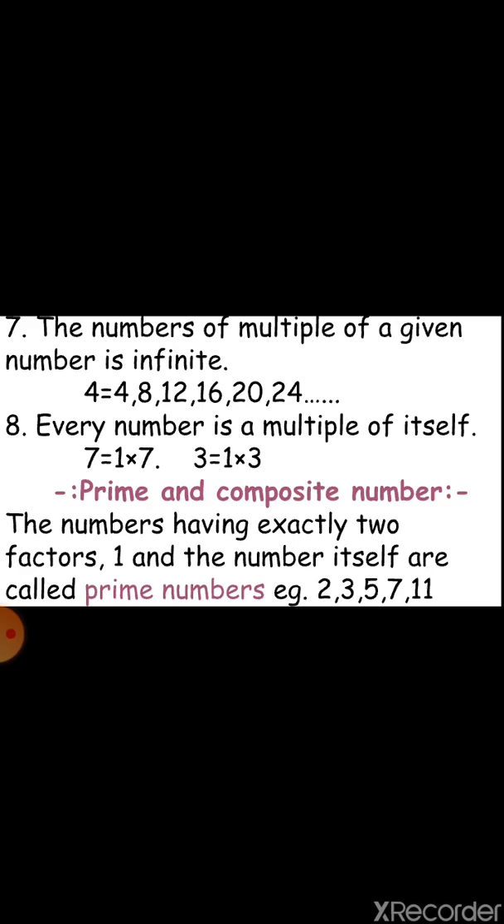Eighth is, every number is a multiple of itself. 7 is equal to 1 multiplied by 7. 3 is equal to 1 multiplied by 3. That is, these numbers are multiples of themselves.